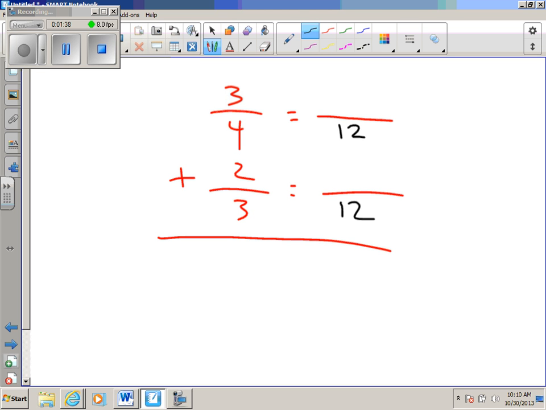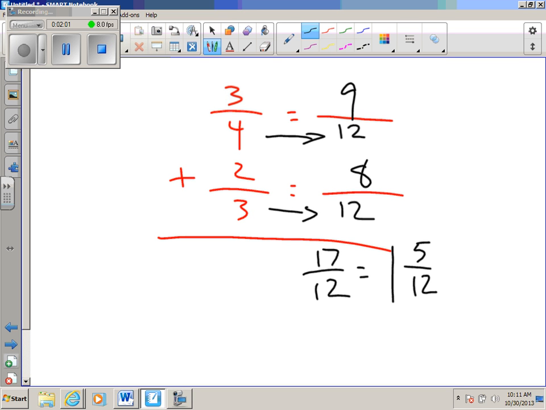12 is a multiple of 3. 4 times 3, 3 times 3, 9. 3 times 4, 4 times 2, 8. 9 plus 8. Okay, do I need to simplify this? Because it's improper. So how many times can I fit 12 into 17? Once. How many left? 5. Does 5/12 need to be simplified? No, we're good the way it is.